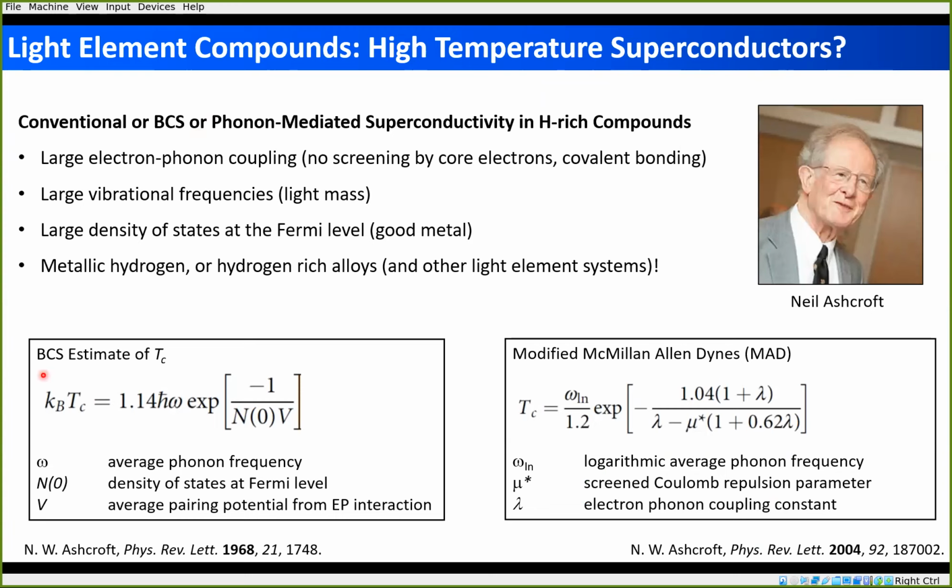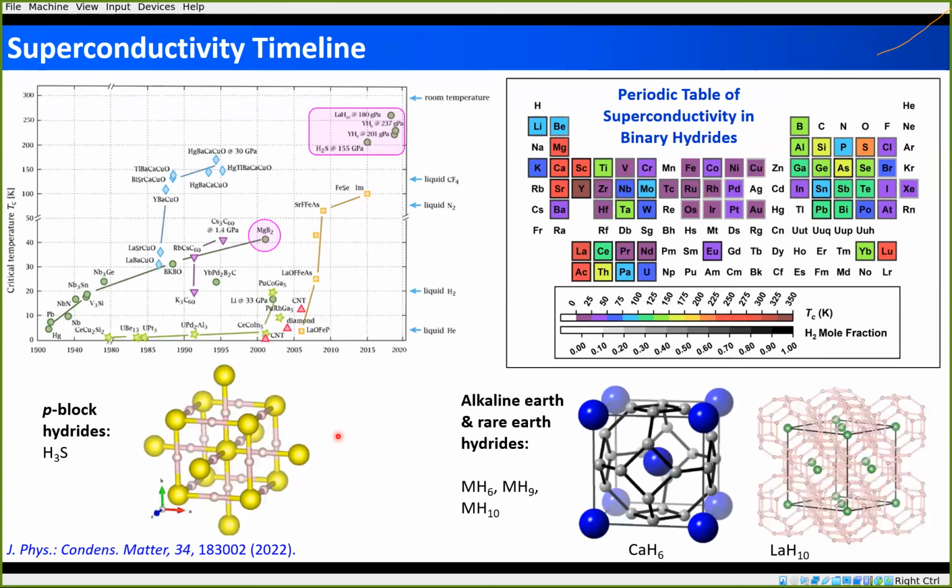One can see by this formula that can be employed to estimate the superconducting critical temperature, or Tc, in light element systems, why you would need a high vibrational frequency, density of states at the Fermi level, and a large electron phonon coupling. These are all correlated with a high Tc. So there has been a lot of progress in this field.